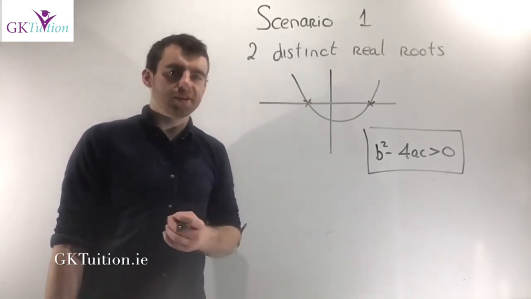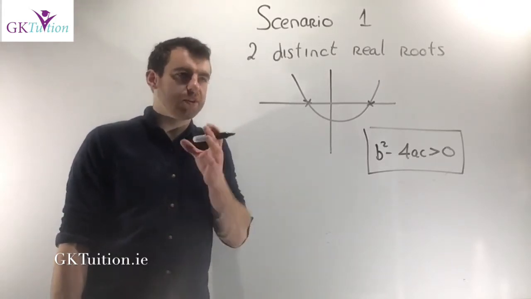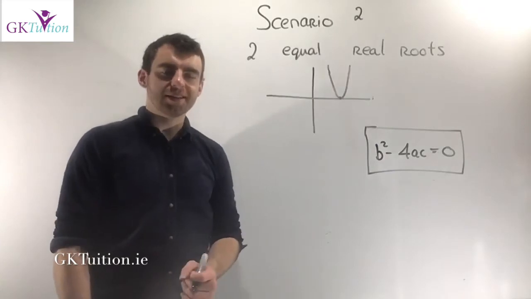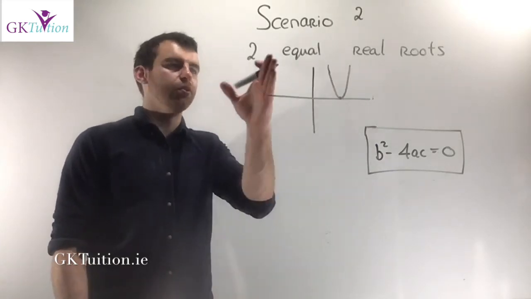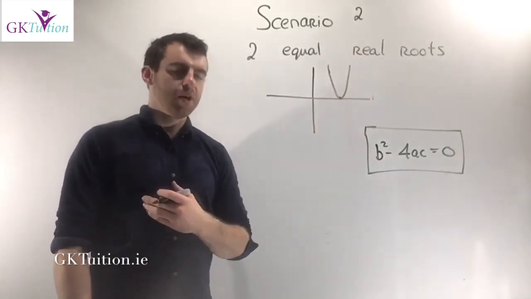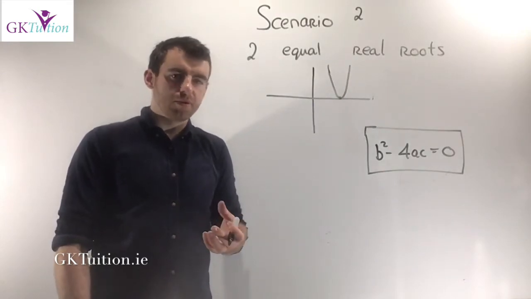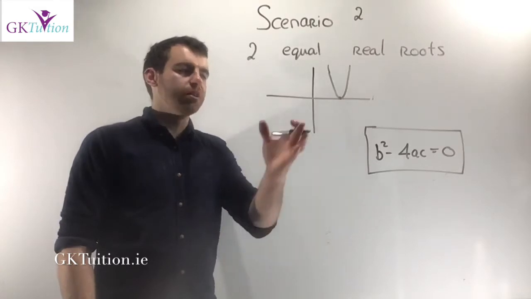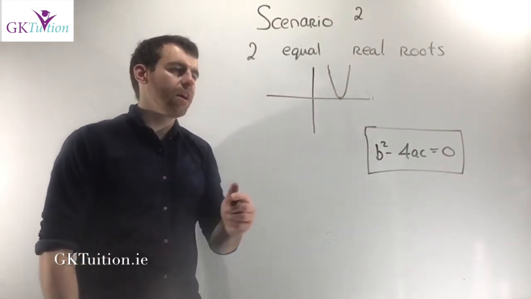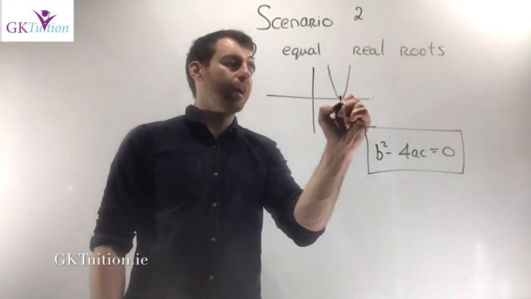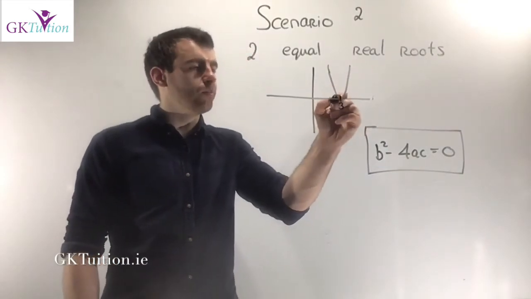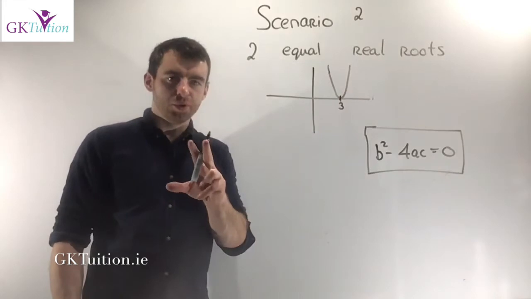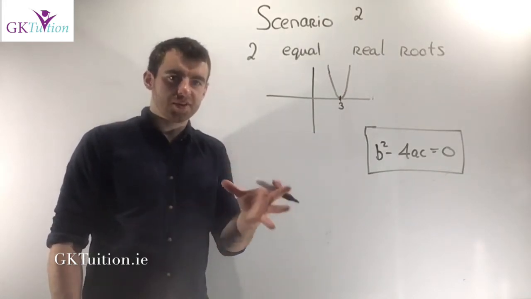But that's only the first scenario, and there are three other scenarios that we need to deal with in terms of the discriminant. The second scenario is a quadratic that has two equal real roots. You would have come across this a few times at junior cert level. It's a quadratic equation that turns on the x-axis. Like for example, imagine I drew a quadratic that has a turning point at the point 3, 0. It still has two roots, it's just that both of the roots are the same.